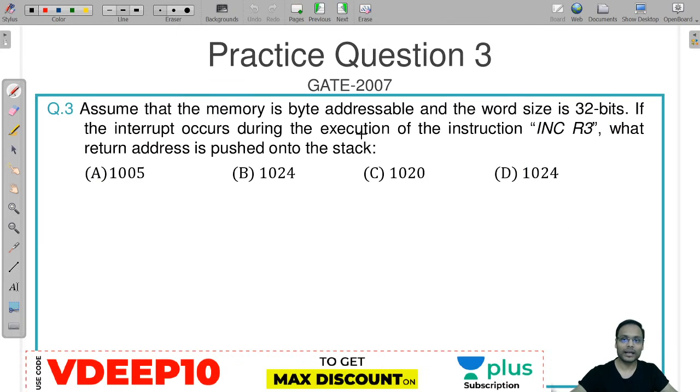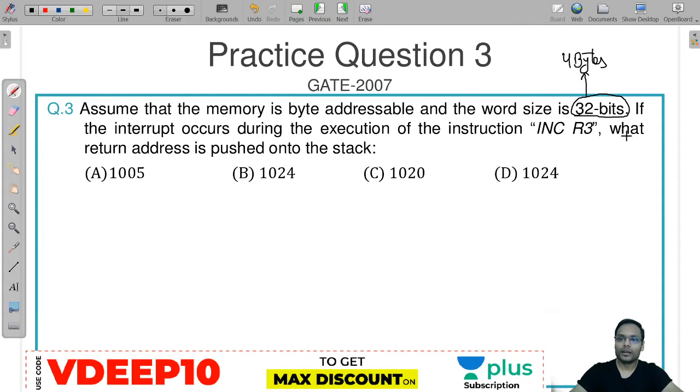Let's go further and let's try to understand this question. Assume that the memory is byte addressable, right? So the same thing I explained just now, word addressable, byte addressable, and the word size is 32 bits. 32 bits means how many bytes? How many bytes are there in 32 bits? 1 byte is equal to 8 bits, and hence 32 bits means 4 bytes.